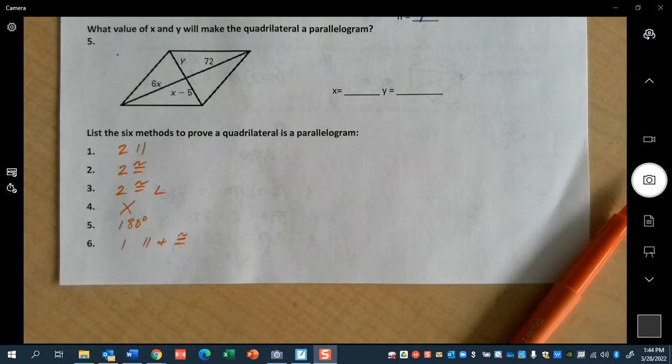I know I need 2 sets of opposite parallel sides. I need 2 sets of opposite congruent sides. I need 2 sets of opposite congruent angles. I need diagonals that bisect. That's what that little X means to me. I need all my angles that are consecutive angles to be supplementary. And I need 1 set of parallel lines that's also congruent. Now that's just the order that I always do them.